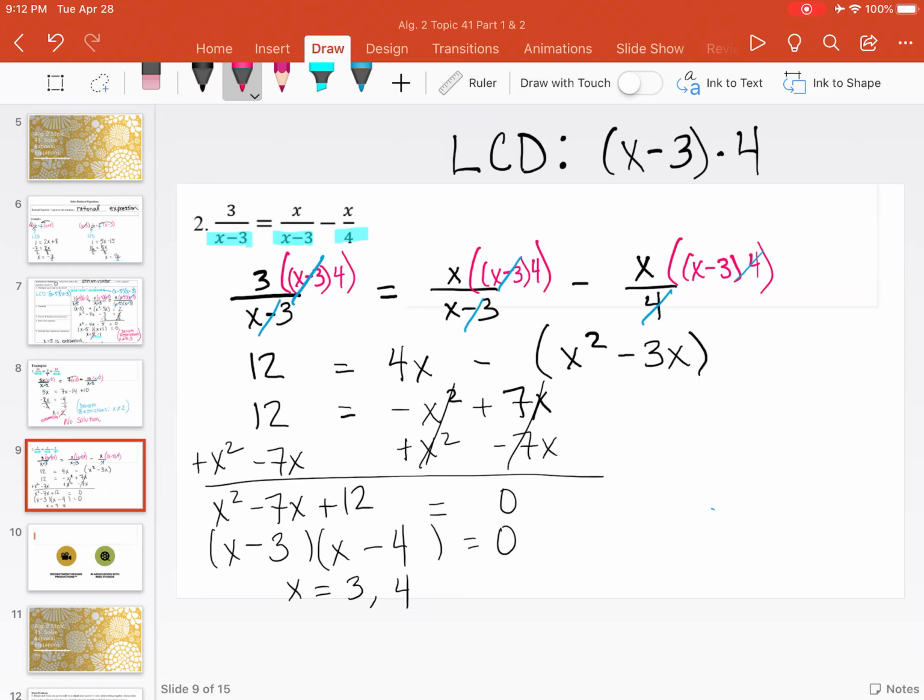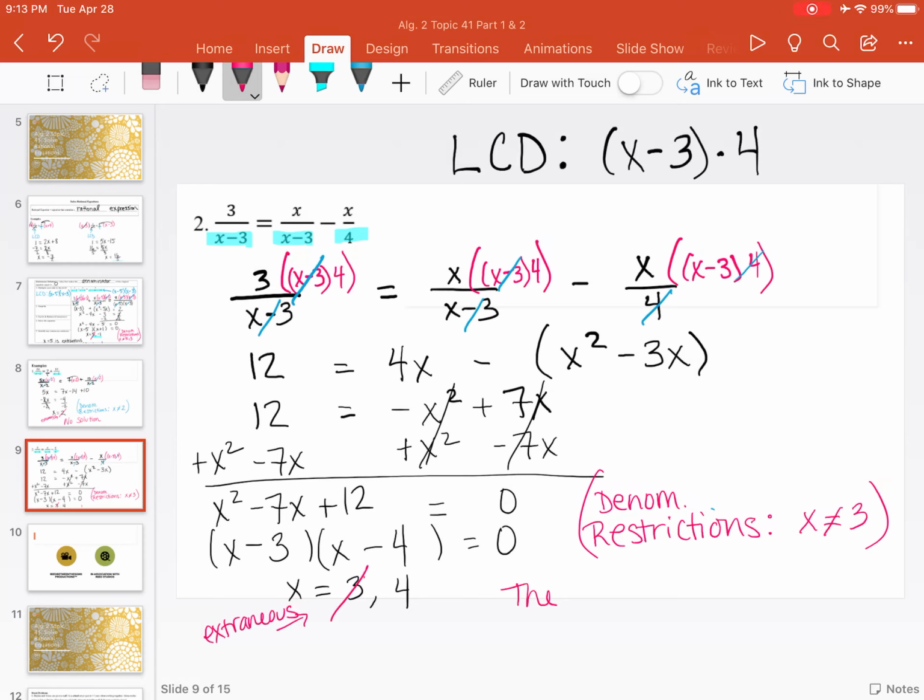But let's look at any denominator restrictions. If I look up top, the 4 is kind of irrelevant. What I really care about is anything that deals with a variable. So the x minus 3. So with x minus 3, this is telling me that x can't equal 3. So that 3 is extraneous. So my solution is just x equals 4.